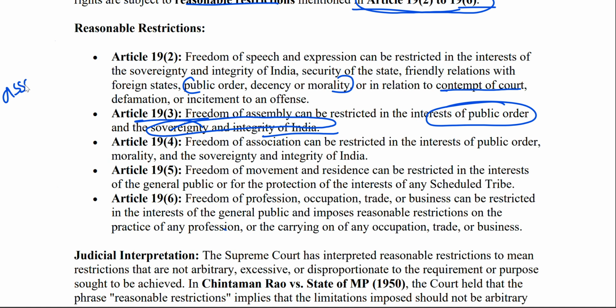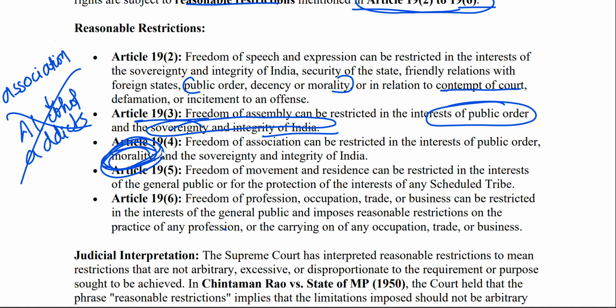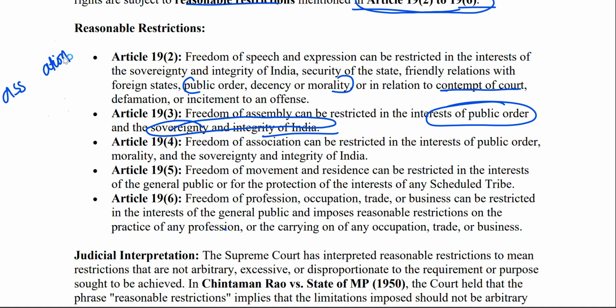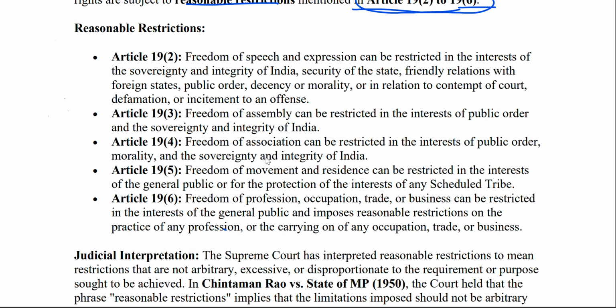19.4 is related to association. When you are forming an association, this association might also be like a terrorist association, right? So it is wrong. It is going to affect the morality of the society. You are forming an association of drinkers, alcohol addicts. This is a wrong association, so it affects the morality, right? Obviously, when you are gathering at a place and you form an association, it affects public order and sovereignty and integrity. You give some value attached to the gathering. That is why morality comes in here.